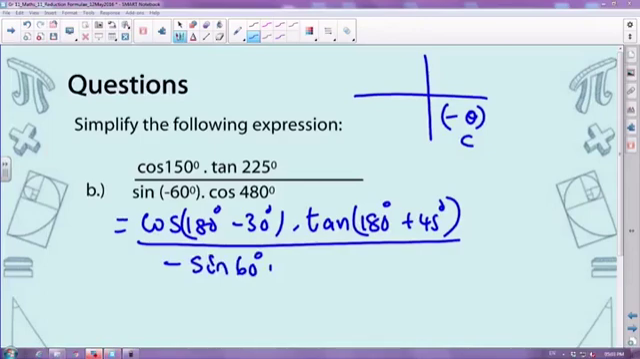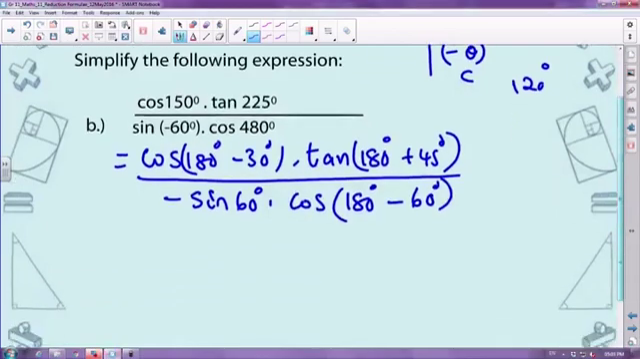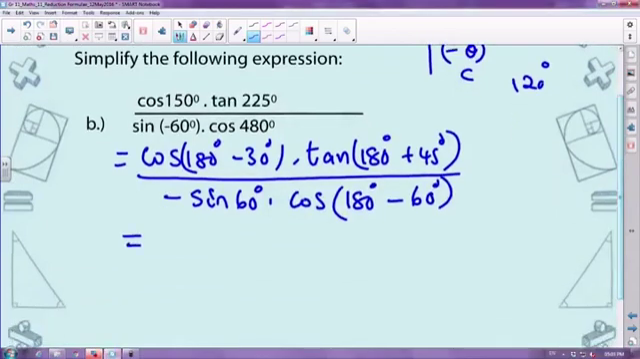Now, this is what I was talking about. You've got 480. What do we do? Because we said if you add or subtract 360, we can subtract 360 from 480 and we're sitting on 120. So we can break this down: this is cos of 180 degrees minus 60. Now, 180 degrees minus an angle, which quadrant is that? That's the second quadrant. How is cos in the second quadrant? It's negative. So you get negative cos of 30 degrees, multiplied by tan of 180 plus 45.